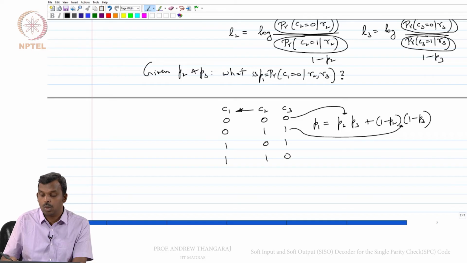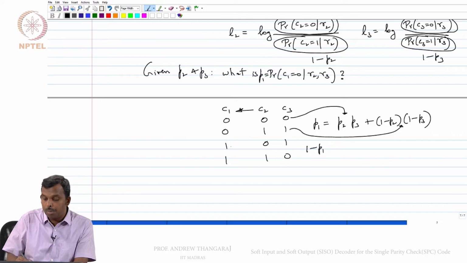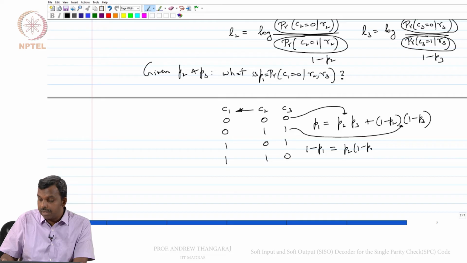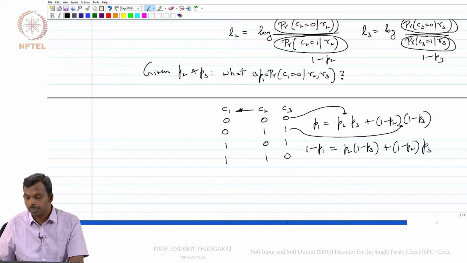So, how do I know what C1 is? C1 is 0 when C2 is 0 and C3 is 0, that is P2 times P3, or when C2 is 1 and C3 is 1, which is 1 minus P2 times 1 minus P3. The same way you can also write 1 minus P1, which is the probability of C1 is 1, and that will be P2 into 1 minus P3 plus 1 minus P2 into P3. This is nice. Seems decent enough.